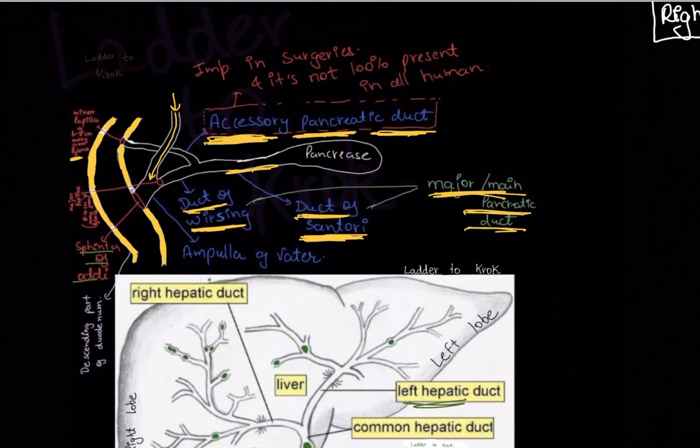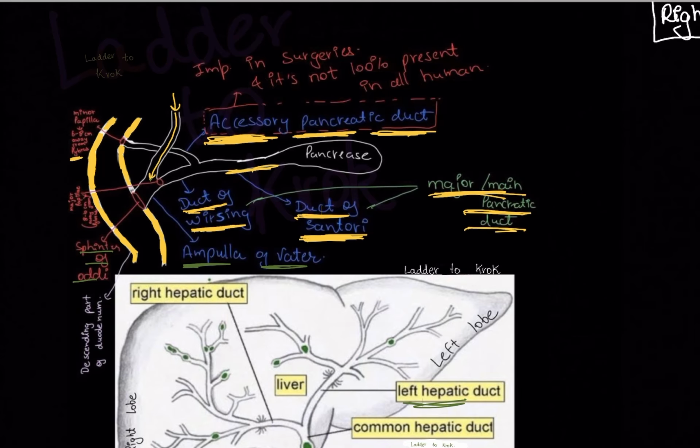Ampulla of Vater, V-A-T-E-R. Where all ducts open in a junction. All ducts open in a junction called the ampulla of Vater. This is a junction, as you can see. All ducts open here in this junction, the ampulla of Vater. And this opens by a sphincter known as the sphincter of Oddi. I hope you got it.